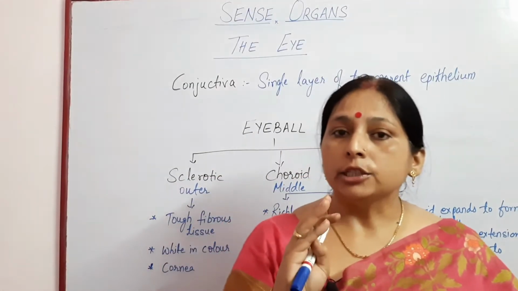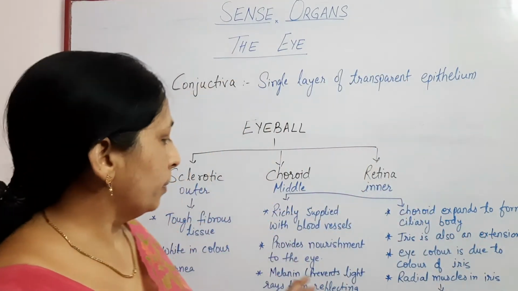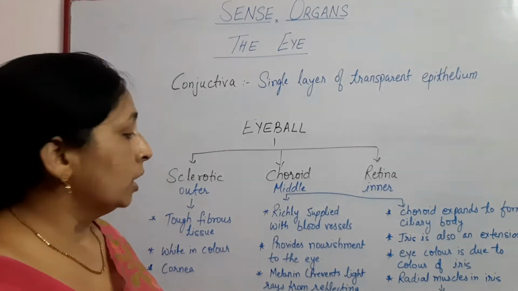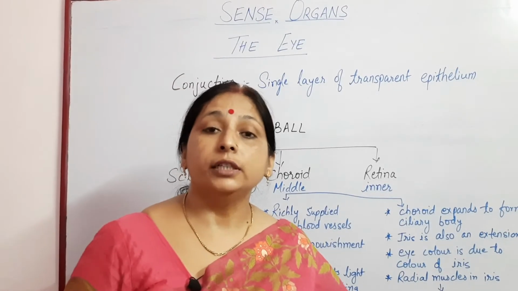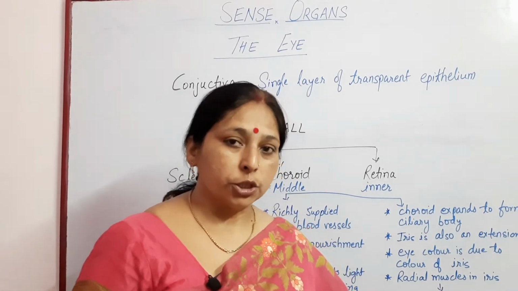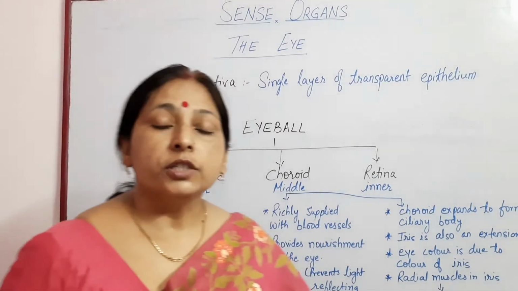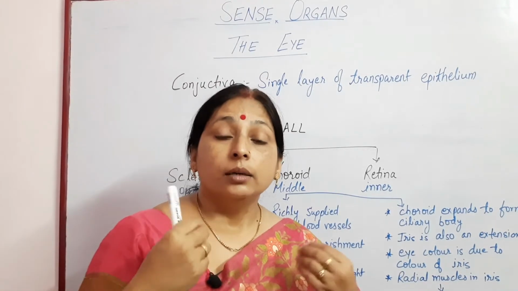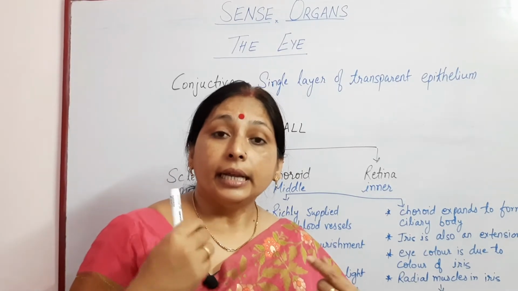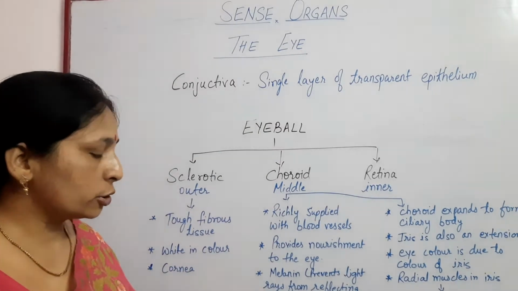Next question: what is the cornea? The cornea is the part of the choroid which covers the colored part. Then, name a layer which is made up of tough fibrous tissue. Questions related to the choroid: name a layer which contains blood vessels or is richly supplied with blood vessels, or name the layer which provides nourishment. So related to all these terms, questions could be formed.